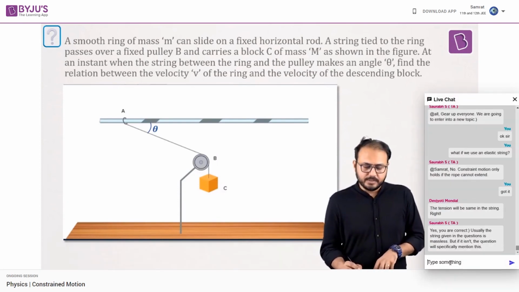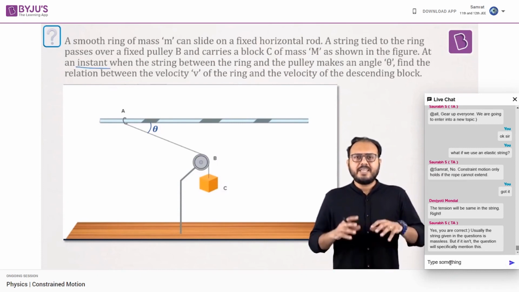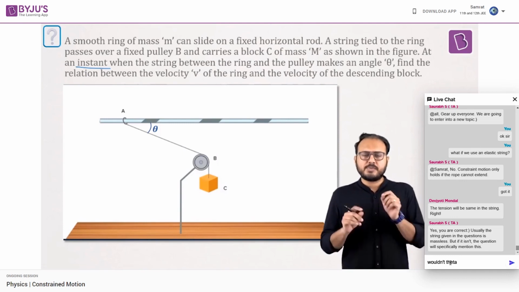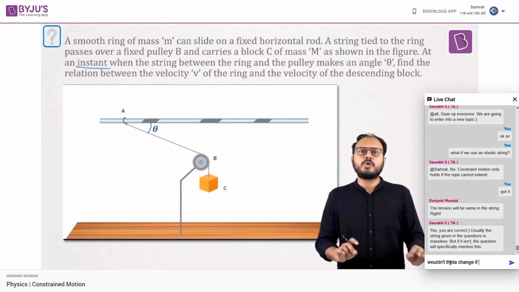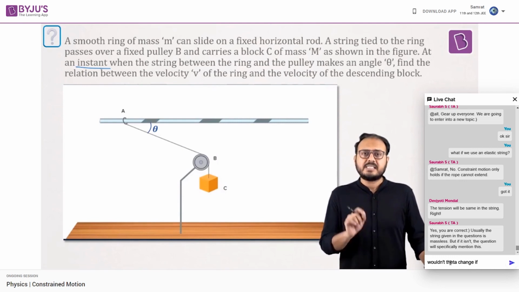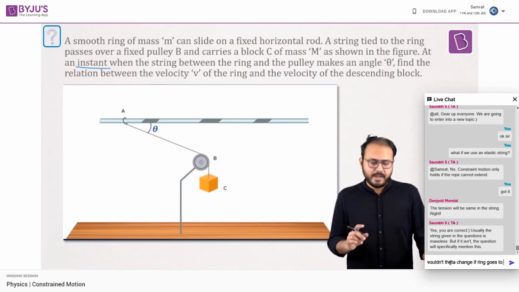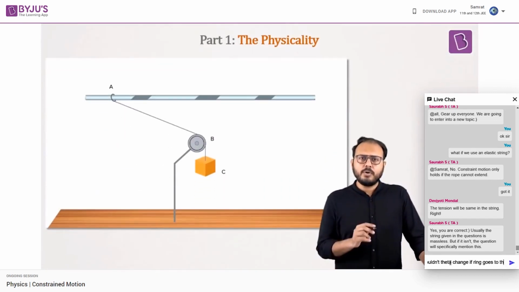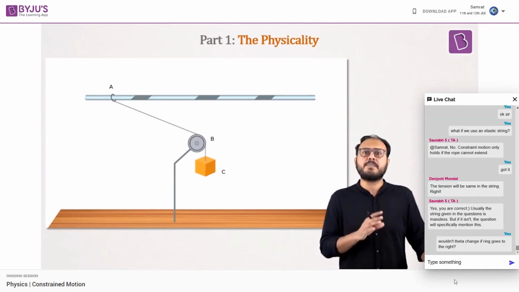Which is the key word out here? The key word is, first of all, at an instant. What the examiner wants you to do is to find out the instantaneous relationship between the two velocities. Instantaneous means at this instant. Okay? Let me go through the physicality one more time. What is the physicality? Physicality means the manner in which the system behaves.